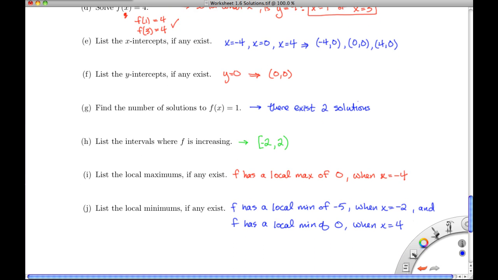Now it also happens to be the case that this min right here is also absolute, but they only asked about local, so that's all we needed to give them.